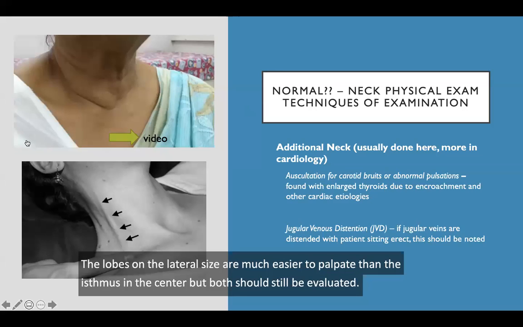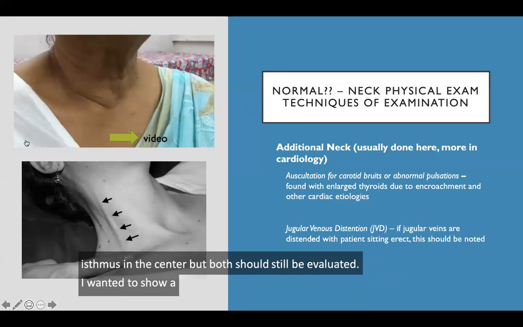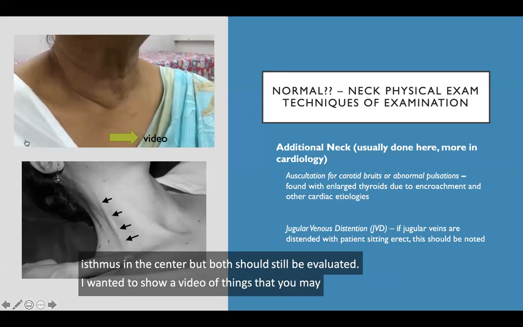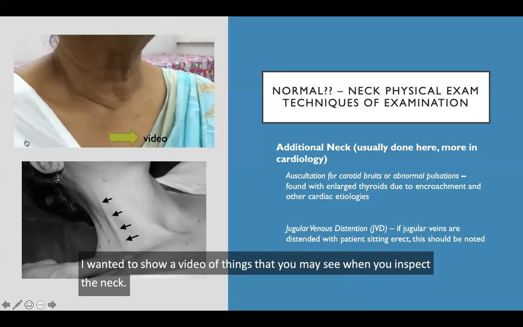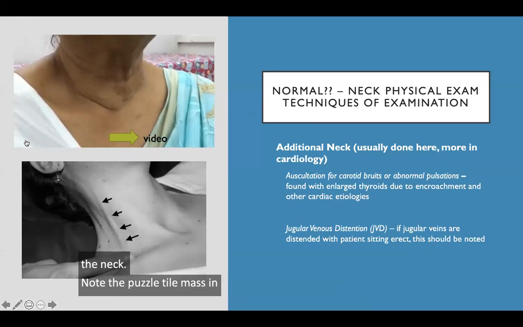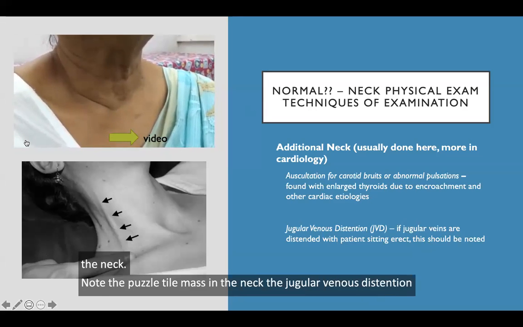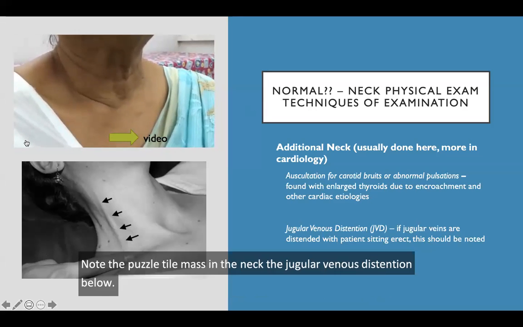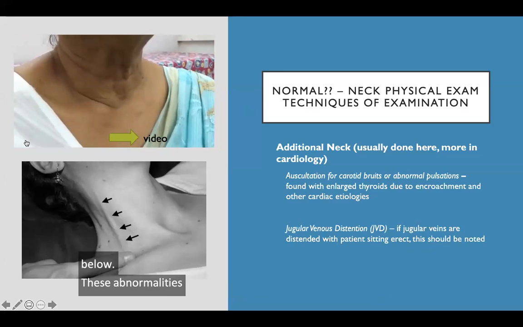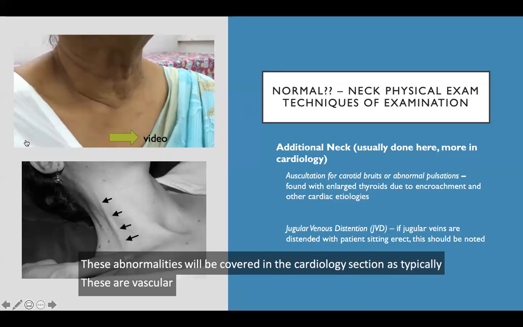I wanted to show a video of things that you may see when you inspect the neck. Note the pulsatile mass in the neck and the jugular venous distension below. These abnormalities will be covered in the cardiology section, as typically these are vascular anomalies and further investigation will be needed.